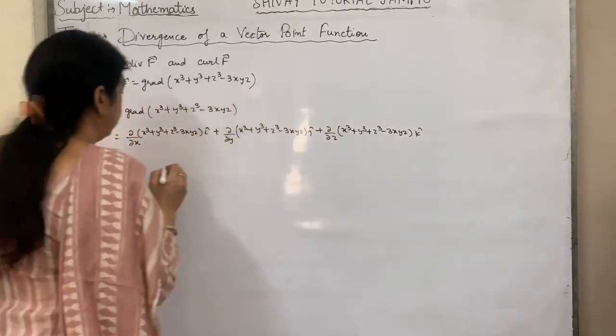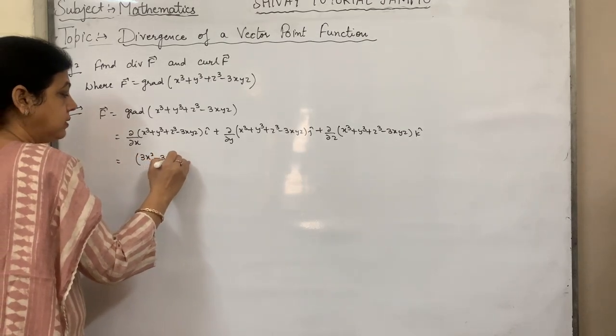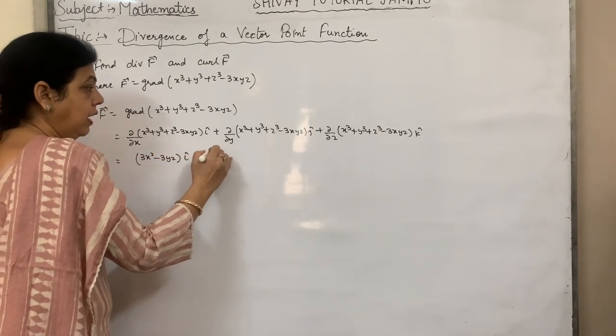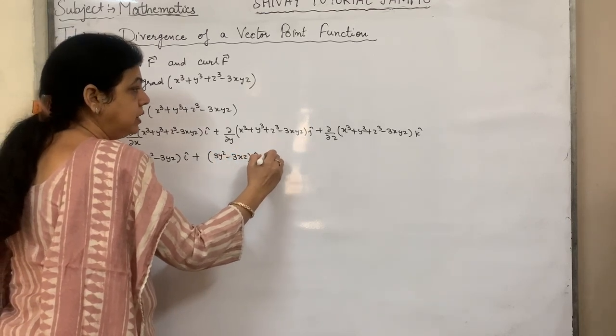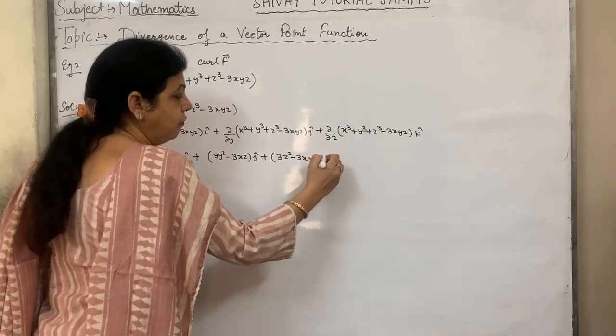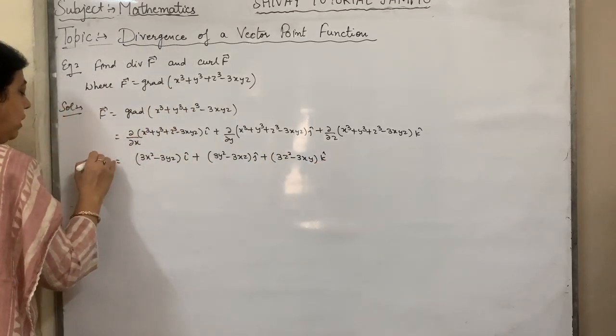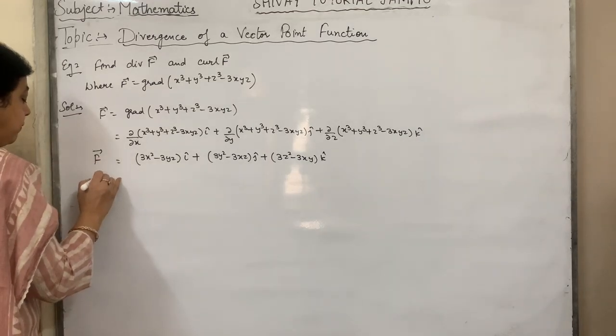Clear? Okay. When we differentiate this with x, we will get 3x square minus 3yz with i, 3y square minus 3xz with j, and 3z square minus 3xy with k. Firstly, we will find the f function.